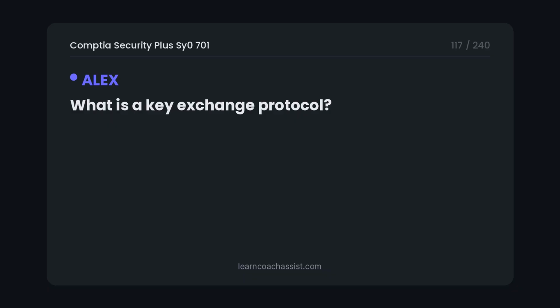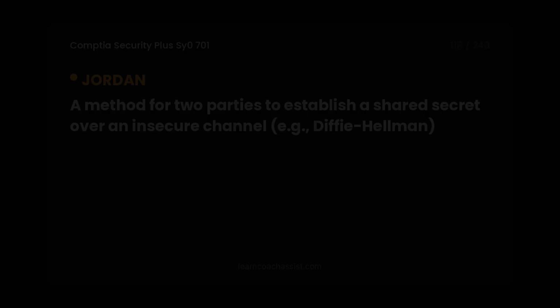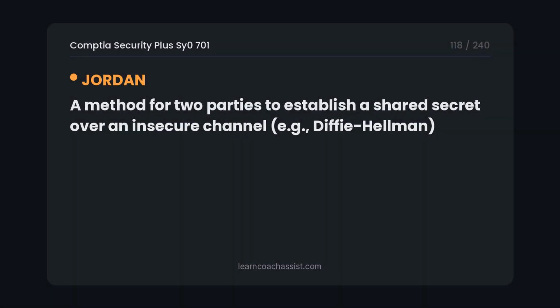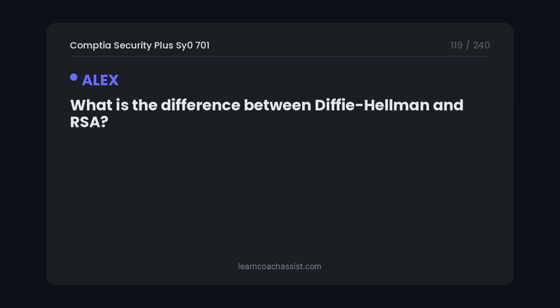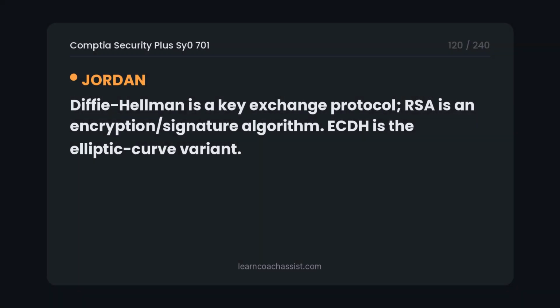What is a key exchange protocol? A method for two parties to establish a shared secret over an insecure channel, e.g., Diffie-Hellman. What is the difference between Diffie-Hellman and RSA? Diffie-Hellman is a key exchange protocol. RSA is an encryption/signature algorithm. ECDH is the elliptic curve variant.